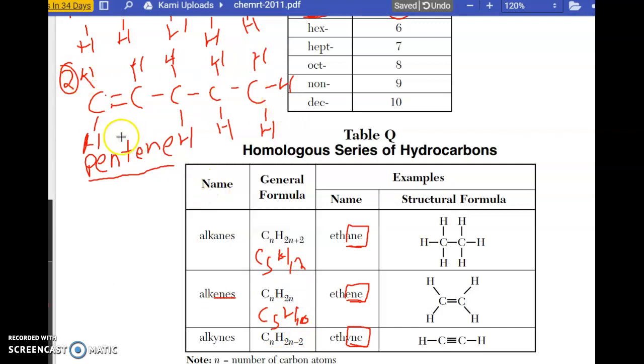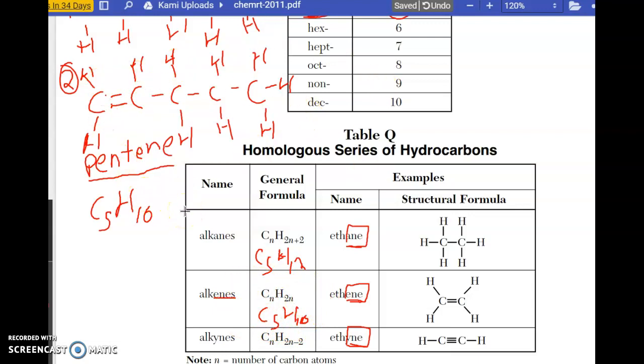And to double check it, let's go back in and count. So we have 1, 2, 3, 4, 5 carbons. So we have C5, we knew that. How many hydrogens? 1, 2, 3, 4, 5, 6, 7, 8, 9, 10. Hey, it worked! C5H10. So, easier than counting, you could just use this formula. But if you want to double check, you can always go in and count.